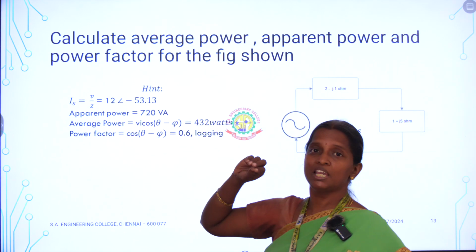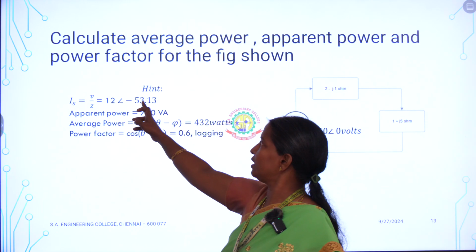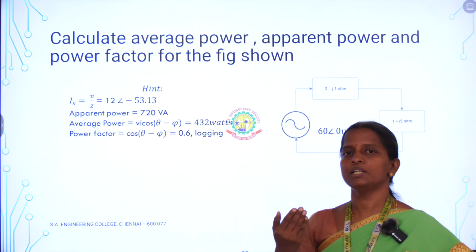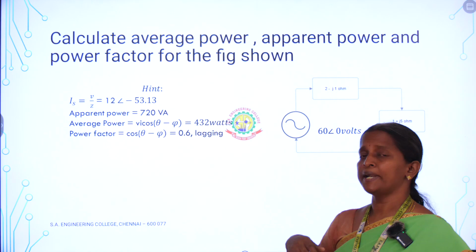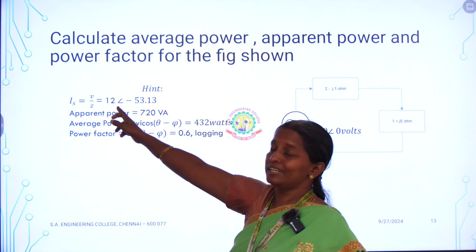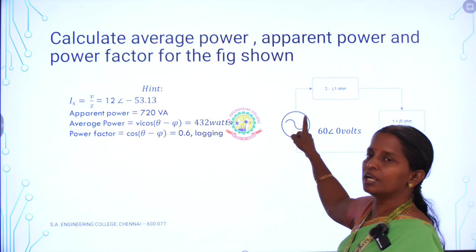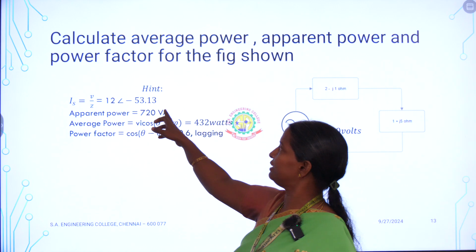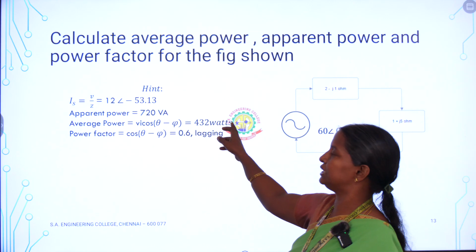Next one is average power. Average power is VI cos of theta minus phi. What is this angle theta? The angle of the voltage source. What is phi? The angle of the current. Because if you are representing the voltage, it may be Vm sin omega t or Vm sin of omega t plus theta, whatever the case they give. They may also give it in rectangular form or polar form. In this case I already found the current in polar form. Sometimes they may give 30 degrees, and in that case we have to substitute it. In this case it is 0, so your theta value is 0. And substitute the phi value, which is minus 53.13. So substituting the values, I am getting the average power as 432 watts.